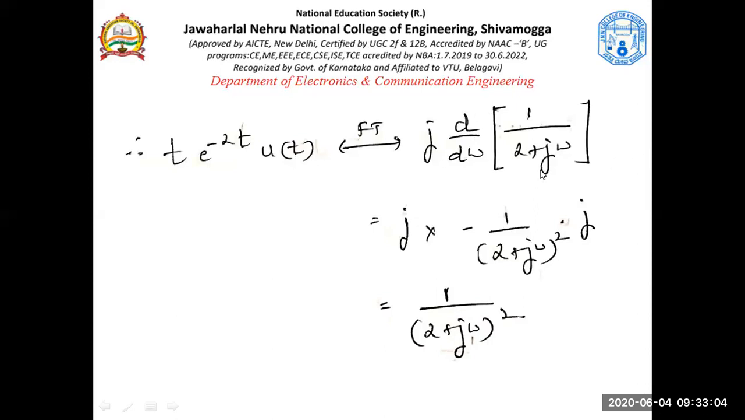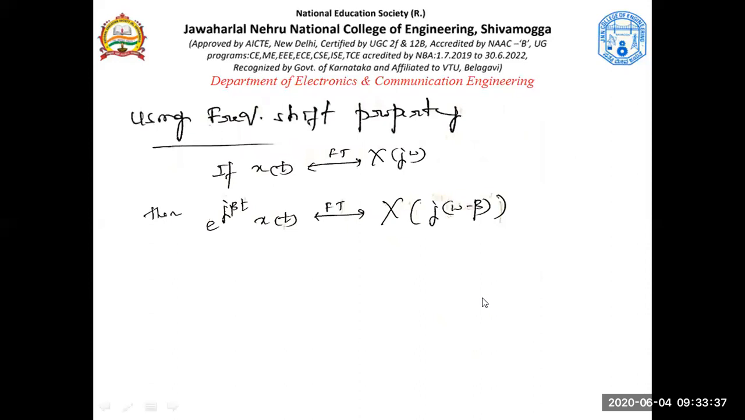Actually, this differentiation property we could have skipped easily because this is a standard transform. If you know the transform of t e power minus 2t u of t, it is just squaring the denominator here. This is a little lengthier method. We did this because we were asked to use the properties, right? So we use the properties. Fine. Now, this is something that would be there as the frequency domain in both the terms of equation 1.